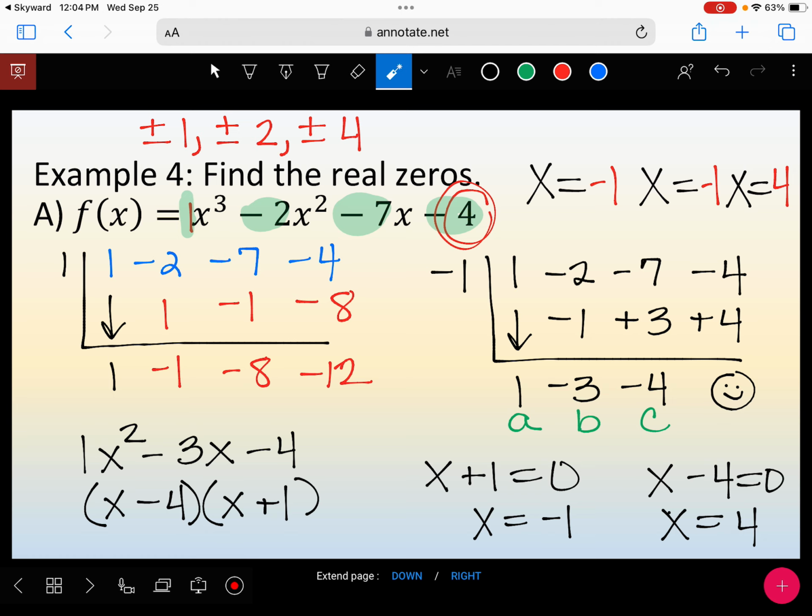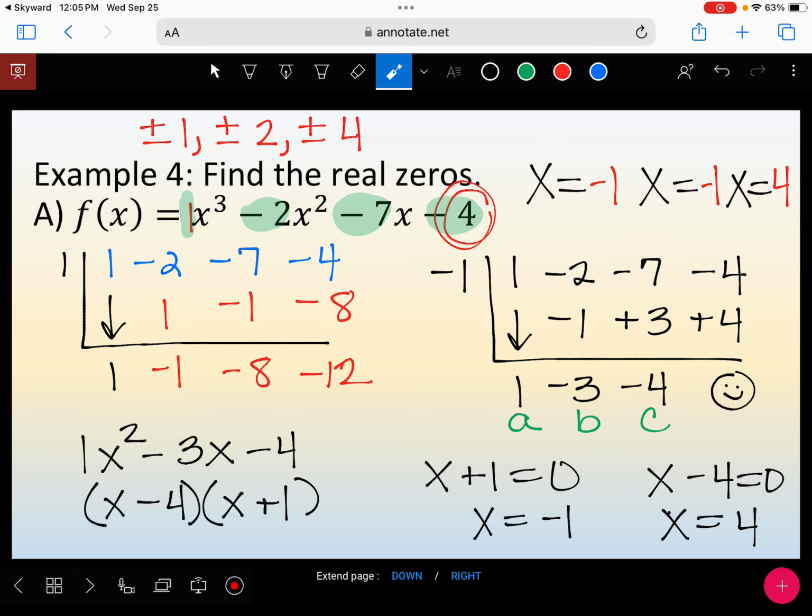Yes, Lauren? So say if one wasn't the number that was given to you, you just do that for all of them. Yep. So the first number, I always start off with 1, then I do -1. Then I go to the next number. I would have tested 2 and then -2. And then if I had started with 4, I would have got that, and it would just have been a different quadratic to factor at the end.